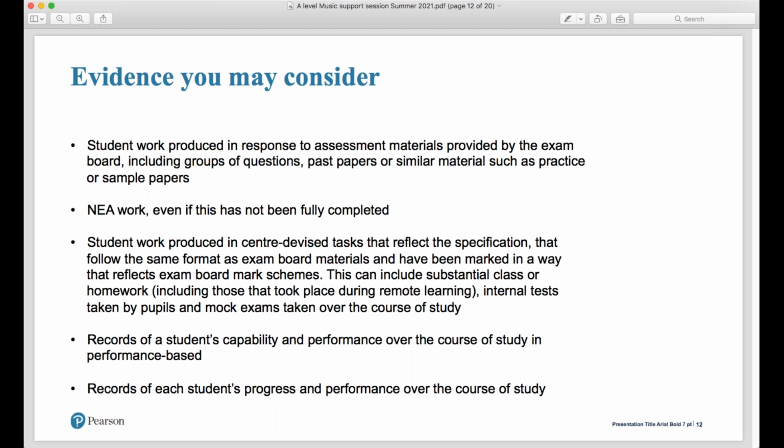Then you can also include records of students' capability and performance over the course of study in performance-based subjects. So certainly for music, you are likely to have evidence around performances and things like that. And then you also have records of each student's progress and performance over the course of study, and that can be used to help inform the teacher assessed grade as well.